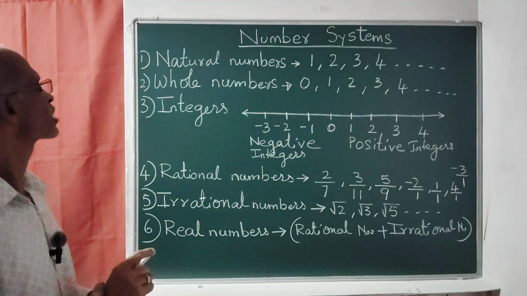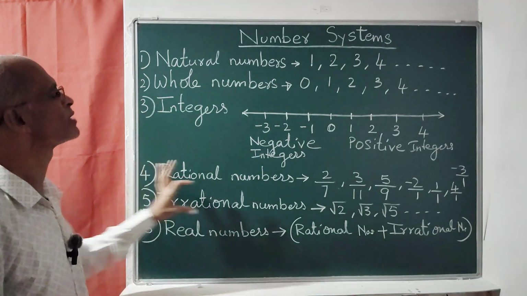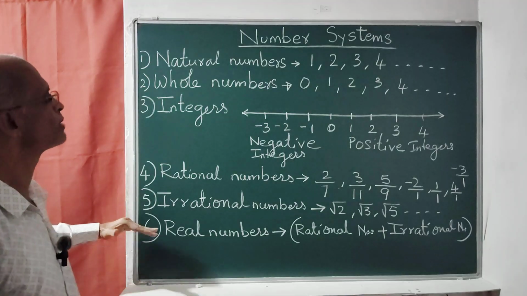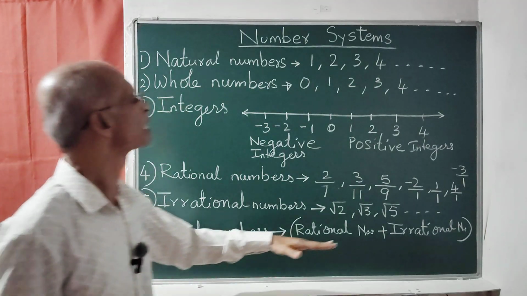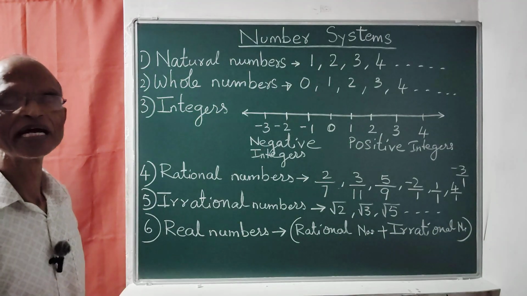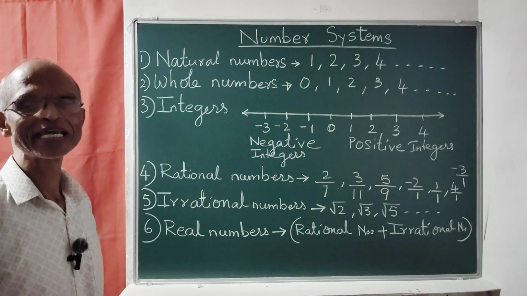Okay. Now coming to the irrational. Irrational numbers are a completely different group of numbers. Real numbers include rational and irrational. So these are the different number systems in maths.